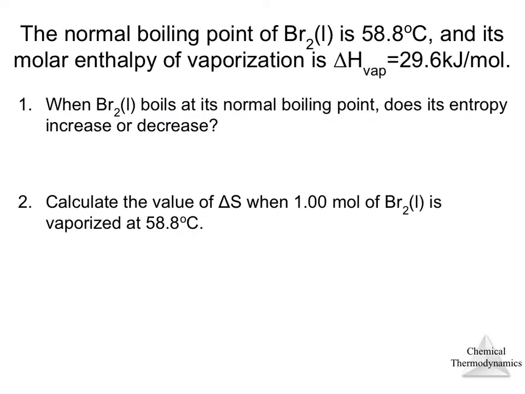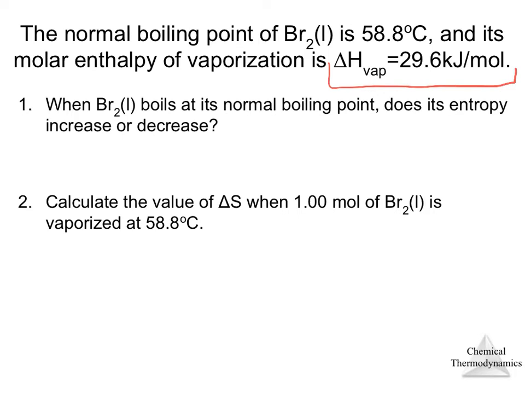Get another one. So the normal boiling point of bromine liquid is 58.8 degrees Celsius, and its molar enthalpy of vaporization is 29.6 kilojoules per mole. When bromine boils at its normal boiling point, does its entropy increase or decrease?